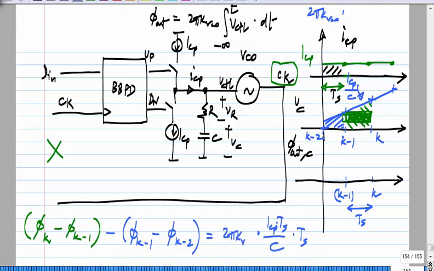So let me write these things together. Proportional path, basically the phase increment in every period will be some fixed number, right. If you keep getting a constant stream of up signals, and then if you write this in the Z domain, in the discrete domain, let me do this later.